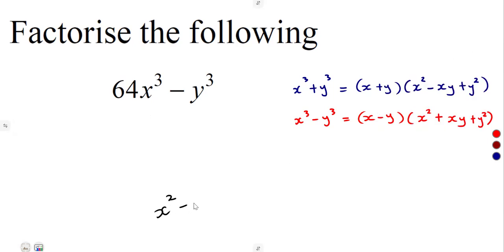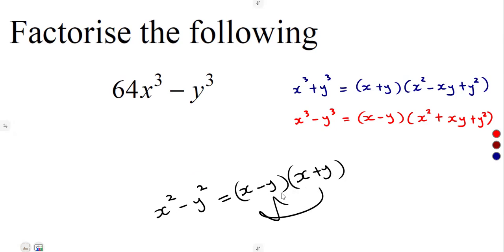x squared minus y squared, the difference of two squares. You know that you're going to have x minus y, one bracket subtracts, the other one is going to add, the square root of what? Of these squares. So it's going to be x minus y, another one x plus y. The order does not matter.